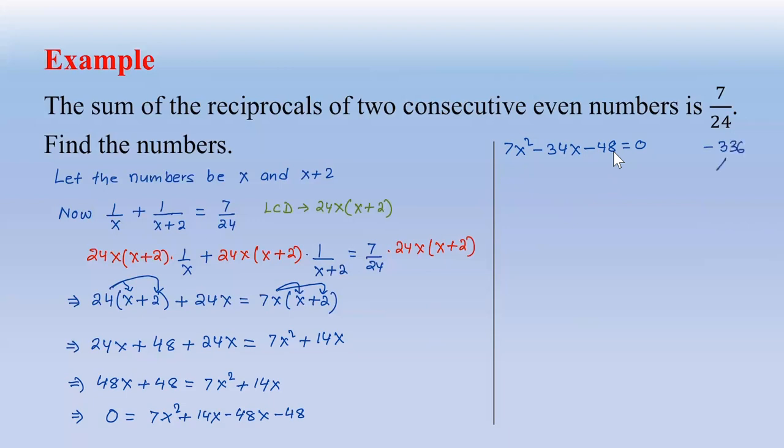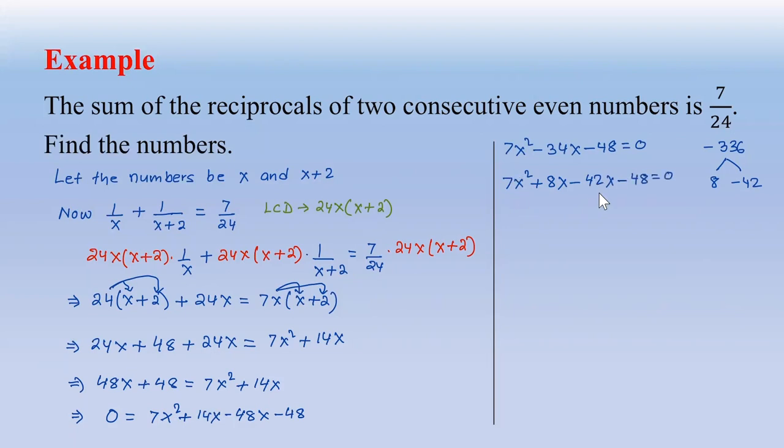We have to find two factors of negative 336 that will add up to negative 34. So it will be 8 and negative 42, because 8 times negative 42 is negative 336, and also 8 minus 42 is negative 34. So we can rewrite this one using these numbers. So we can write that as 7x squared plus 8x minus 42x minus 48 equal to 0.